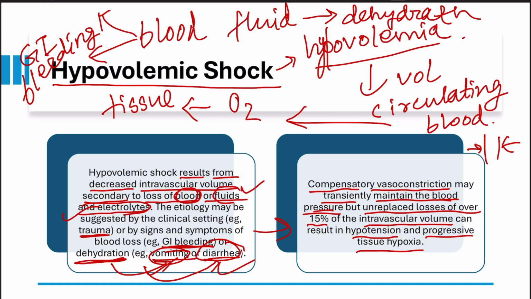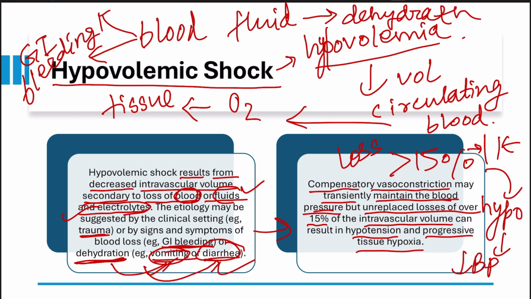So this compensatory mechanism will work for a short duration only, and if the loss of the blood volume is more than 15% of the total volume, then it will manifest in the form of hypotension, that is decreased BP, and no longer will the vasoconstriction be able to maintain the blood pressure.